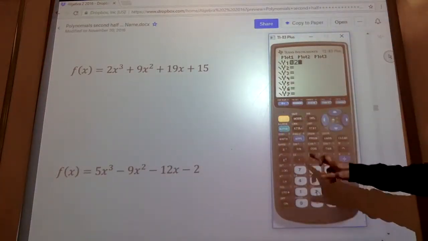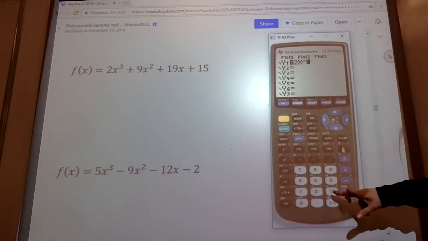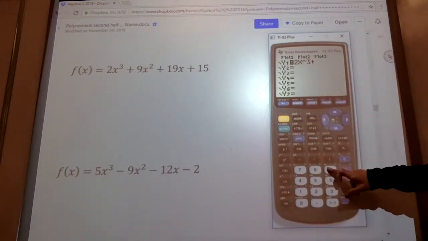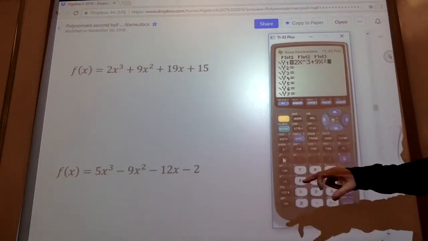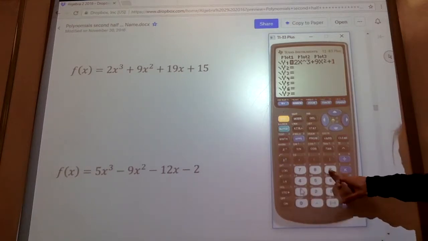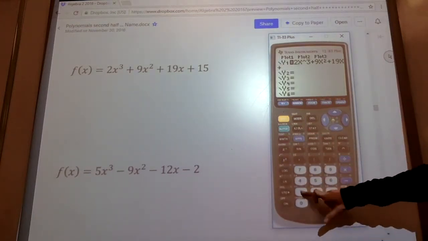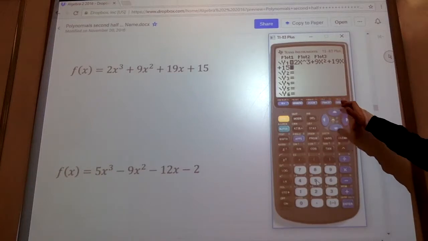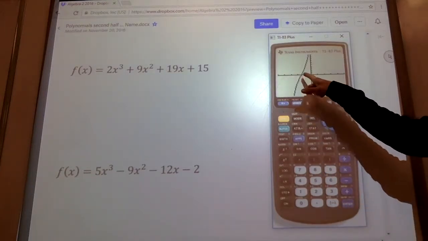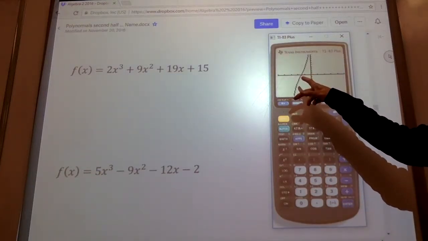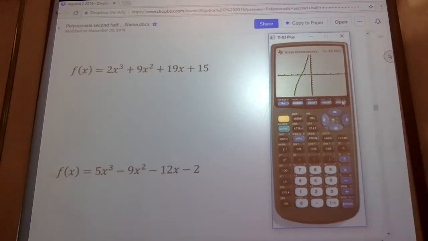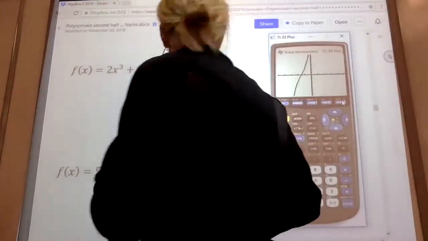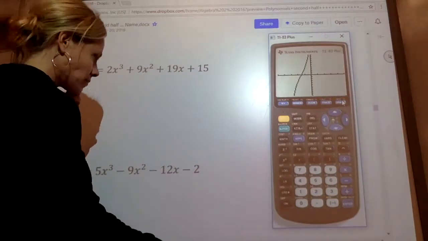That's always our first step. Let's take a look at what it looks like. So 2x cubed plus 9x squared plus 19x plus 15. Graph. Okay? I have 1 root that I can see, and I don't know what that is, right? Maybe negative 1.5 something, I don't know, right? So let's go to our PQ and see what our combinations are.